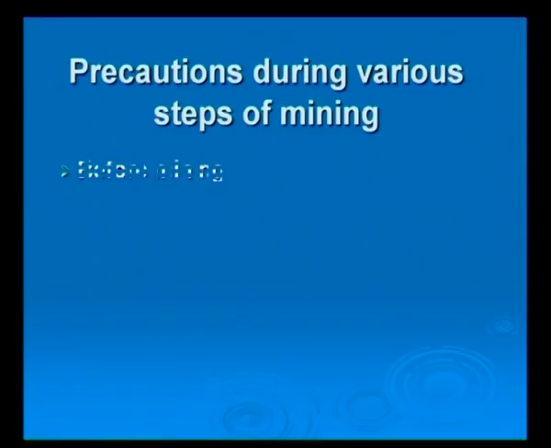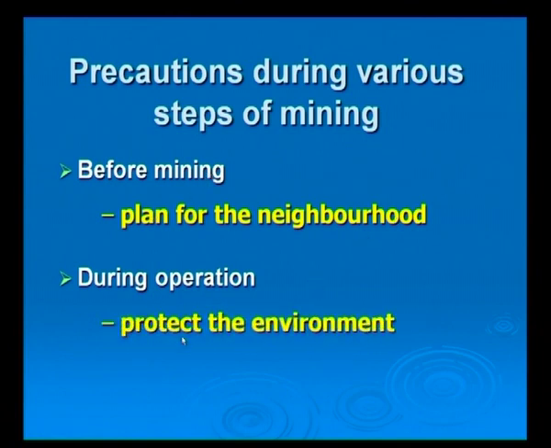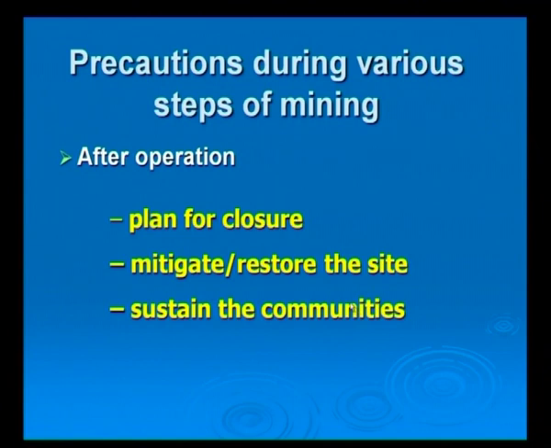Once the mineral ore is extracted, the remaining material is called the tailings, and we have to dispose of the tailings also. And what are the precautions that we have to take? Before mining, we have to plan for the neighborhood. During operation, we have to protect the environment, and after operation, we have to plan for closure, mitigate or restore the site, sustain the communities, and sustain the company. These are all things that we have to keep in mind before, during, and after the mining process.